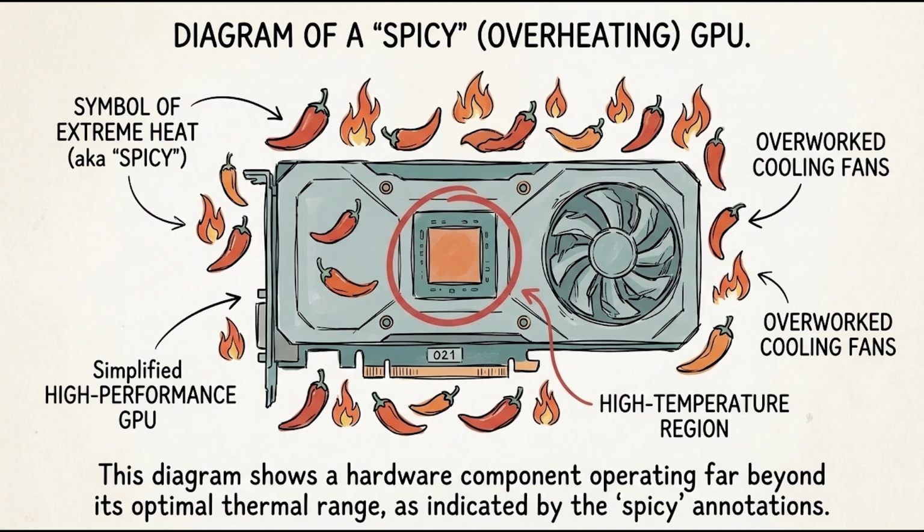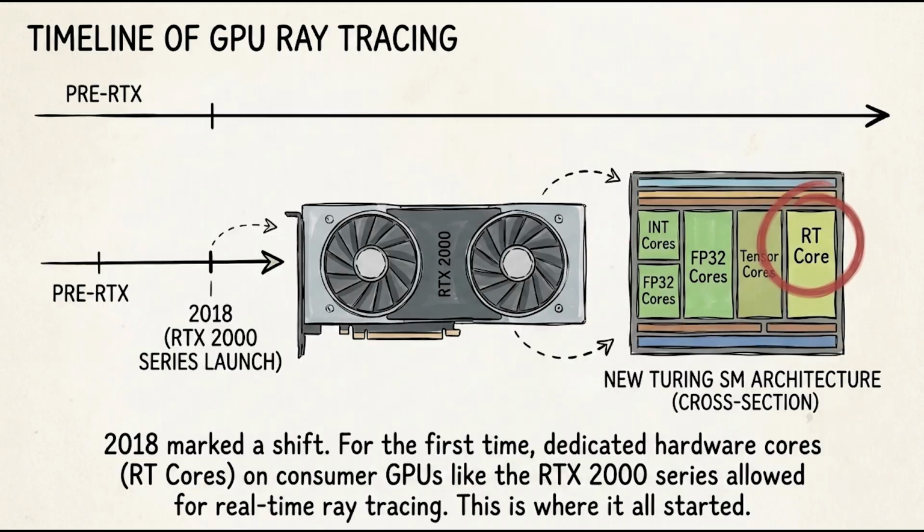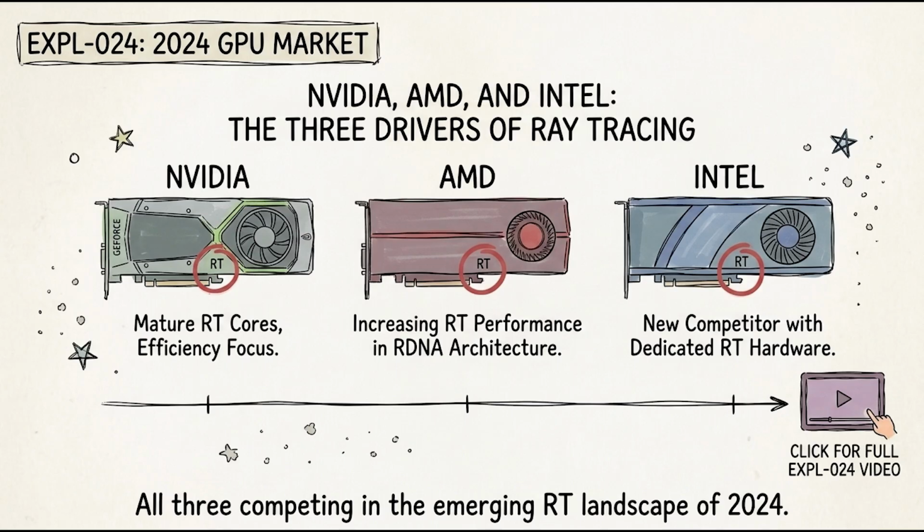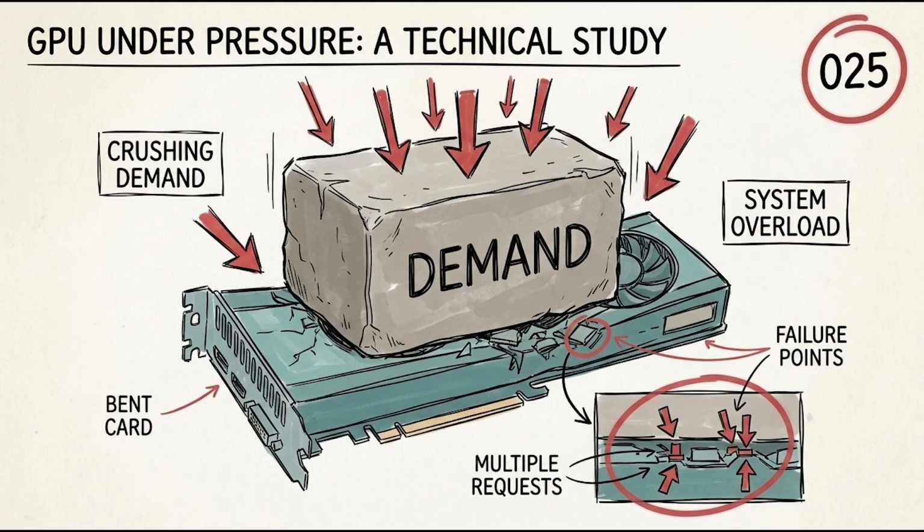Now the hardware side is where things get spicy. NVIDIA introduced dedicated RT cores with the RTX 2000 series back in 2018. Those cores handle ray tracing math separately from the regular graphics workload. AMD added hardware ray tracing support with RDNA 2 in their RX 6000 series. Intel brought it along with Arc, but here's the brutal truth.